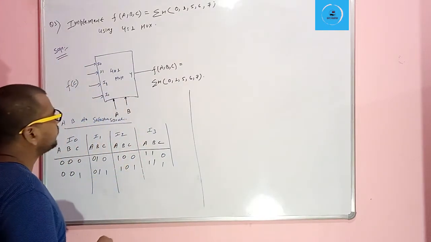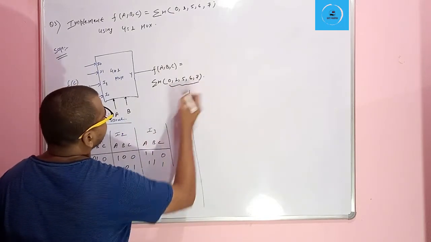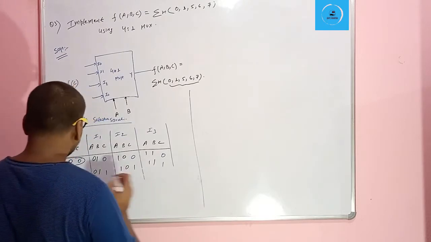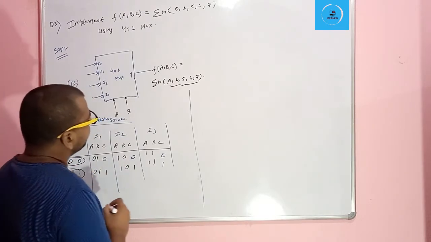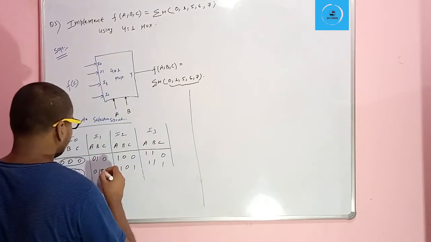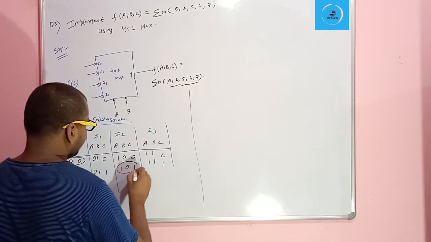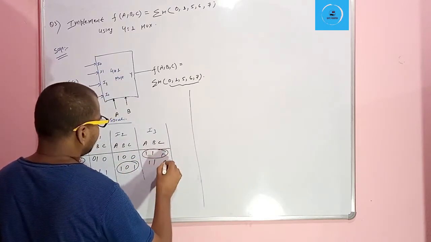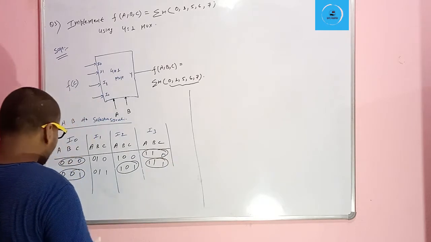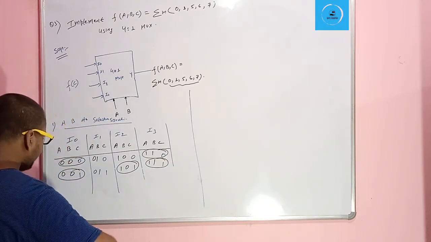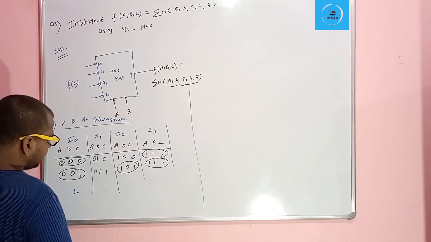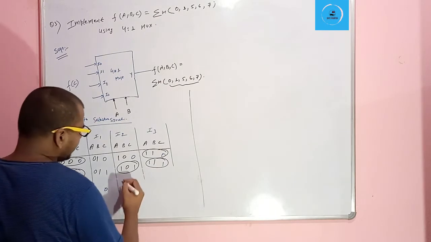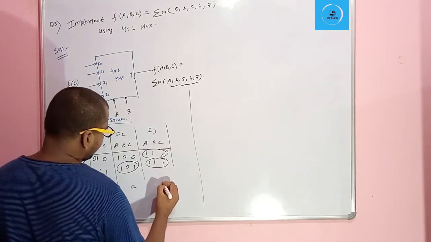Now we are going to group the numbers that are present here. 0 is present here, so we group 0. 1 is present here, so we group 1. 5 is present here, so we group 5. 6 is present here, and 7 is also present here. So here we are going to get 1, here we are going to get 0, here we are going to get C, and here we are going to get 1.